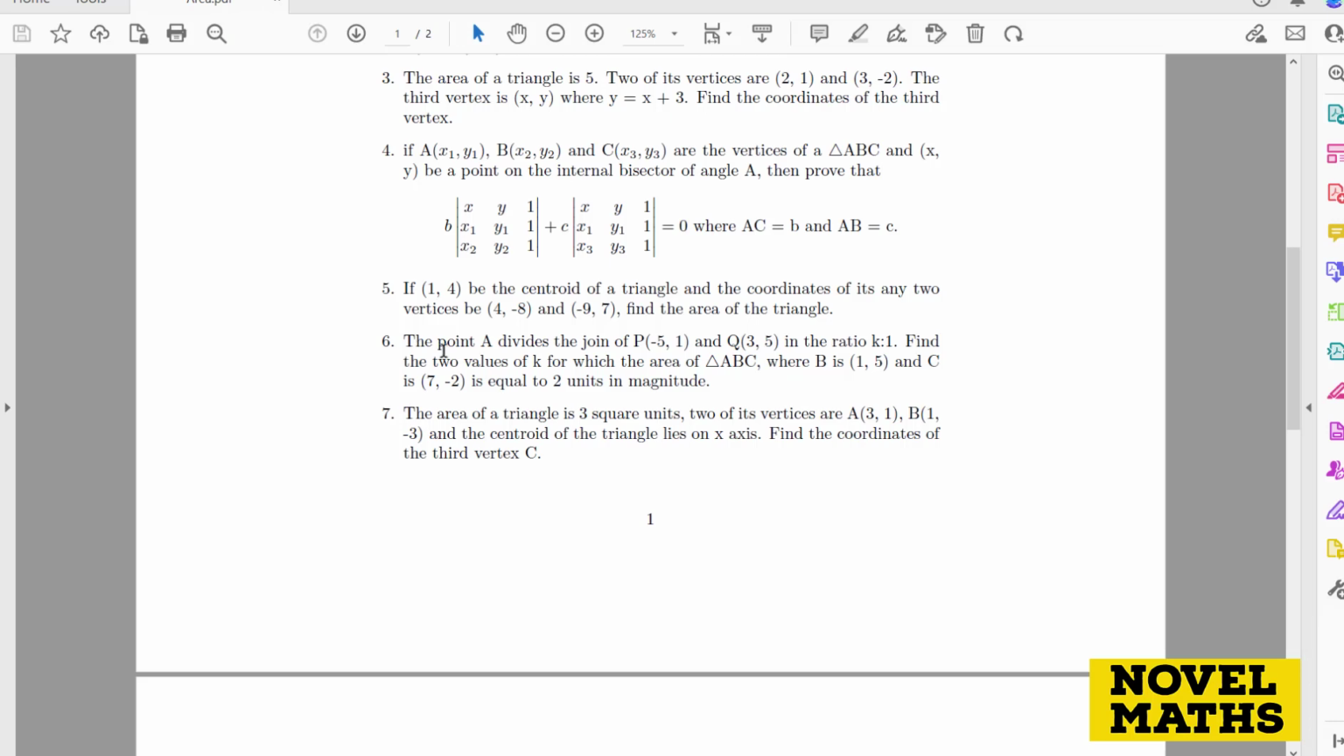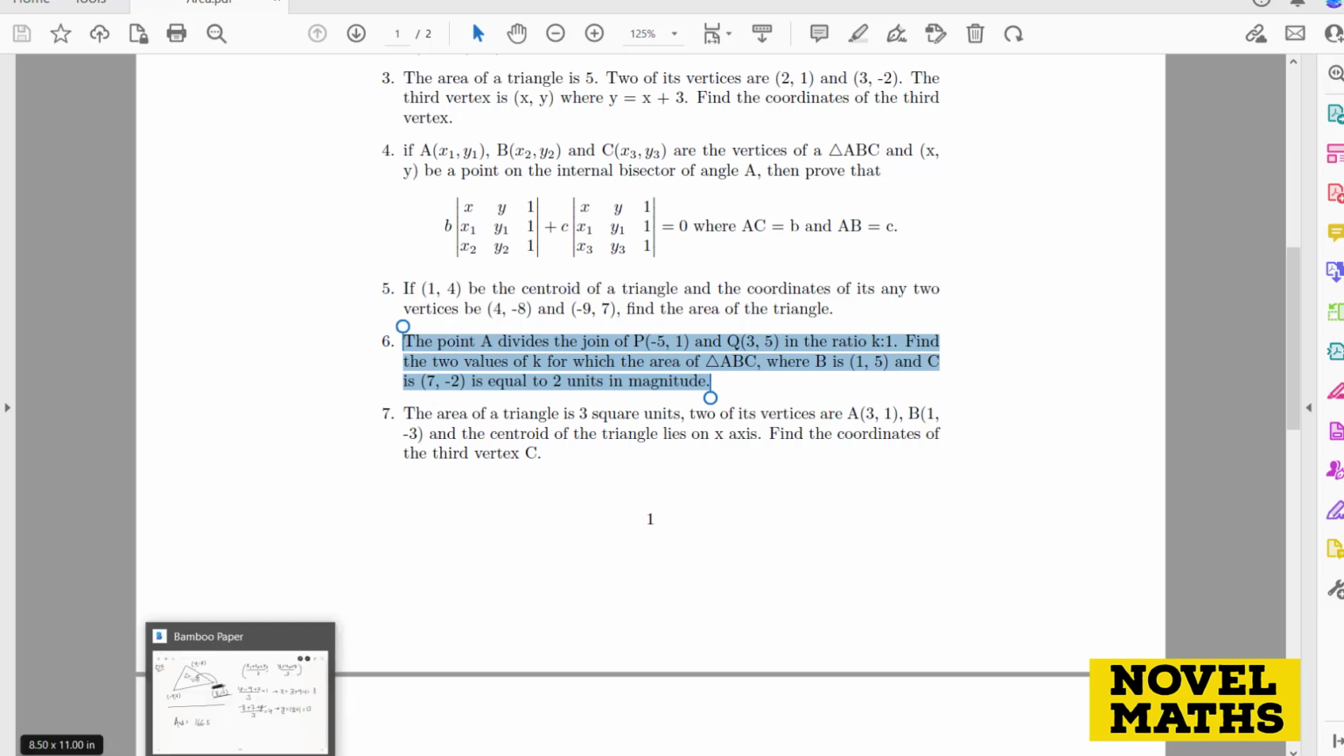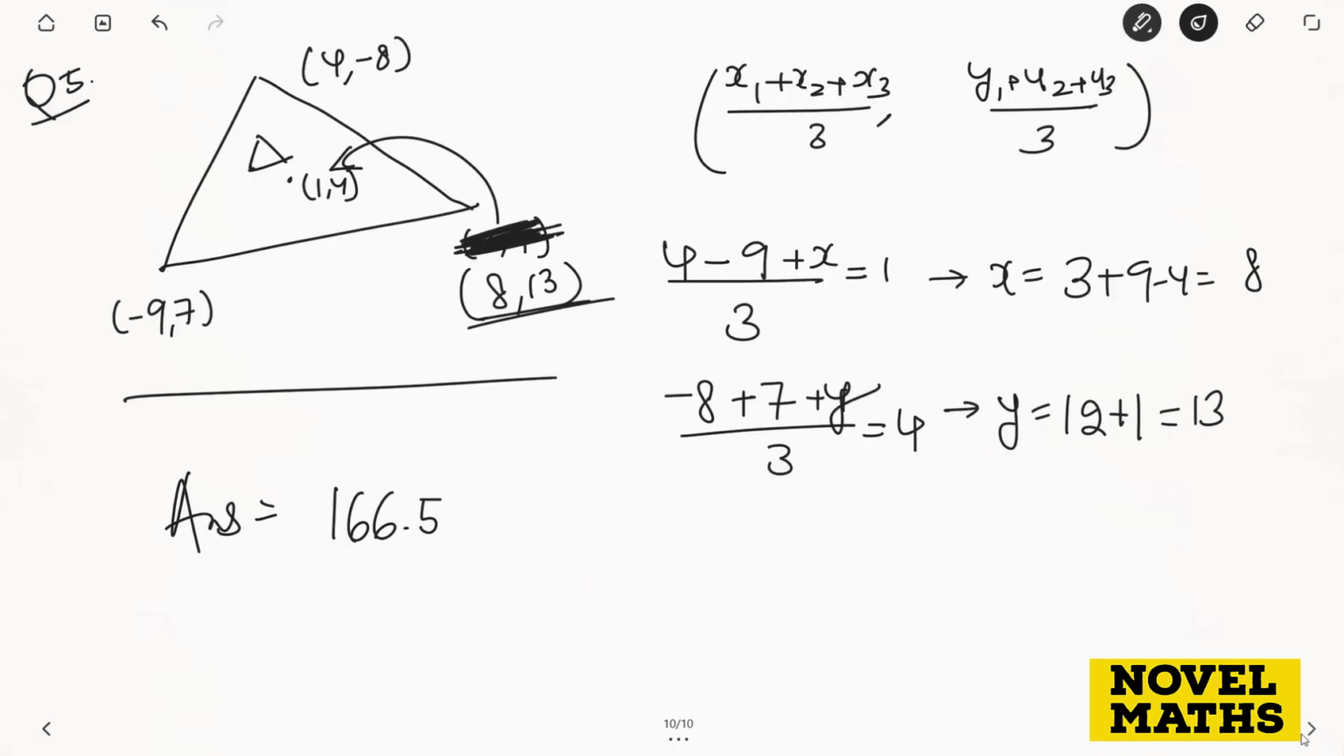Question 6, it says point A divides the join of P and Q, 2 points are given, -5, 1 and 3, 5, in the ratio k is to 1. Find the two values of k for which the area of triangle ABC, where B is given 1, 5, C is also given, equals 2. If you see carefully, questions 5 and 6 are very similar. Where 2 points are given, we have to figure out the third point, and also area is given, so there is one variable k, and you can figure out the value of k easily. You can try yourself. I'll be giving the solution.